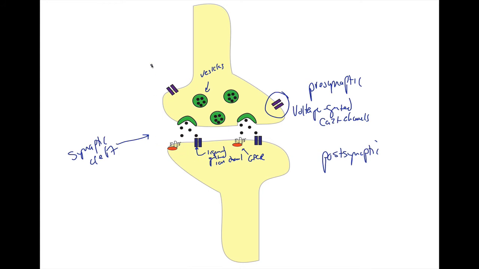So this is how it works. An action potential marches down the axon of the presynaptic neuron, and it causes depolarization in the synaptic terminal. That depolarization is the signal that opens the voltage-gated calcium channels. That then allows for calcium ions to flow into the cell from the extracellular fluid and accumulate in the presynaptic terminal.